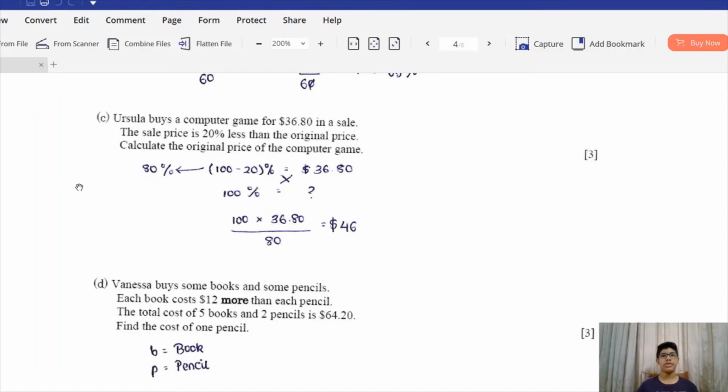So if 80% of the actual price is equal to $36.80, what is 100% actually equal to? Cross multiply 100 times 36.80 over 80, and we should get that the original price of the computer game is $46.